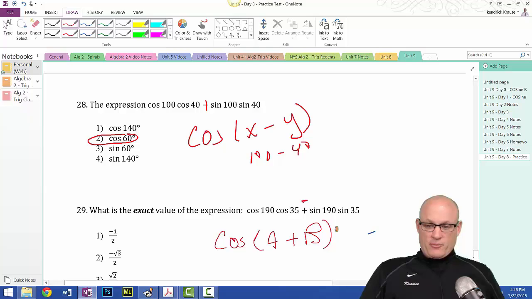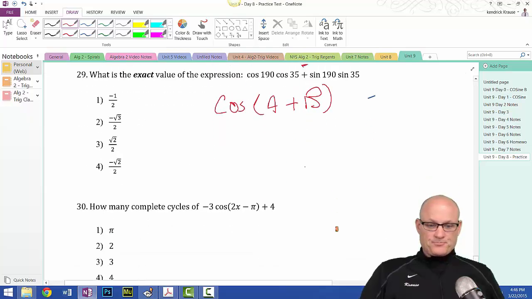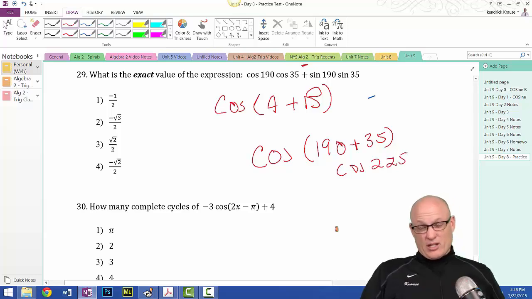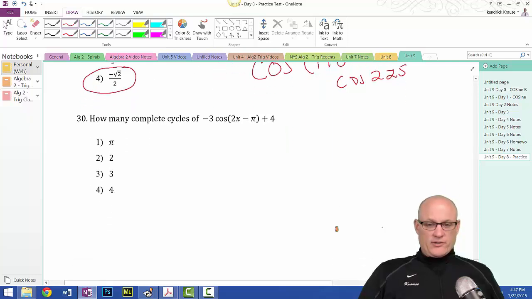So really what we end up with here is cosine of 190 plus 35, which is really the cosine of 225. Reference angle 45 degrees. That's square root of 2 over 2. It's in the third quadrant, so that's negative. And my final answer, thank goodness, I'm tired of this stuff.